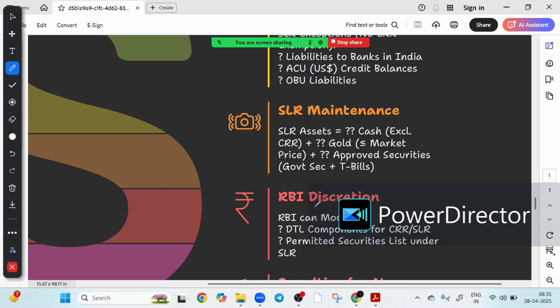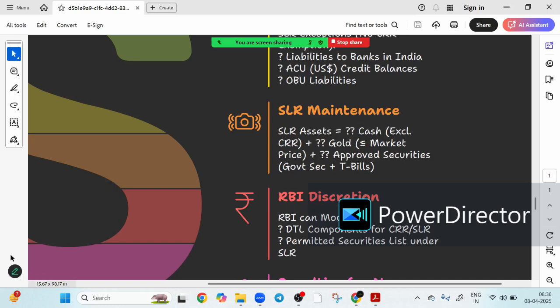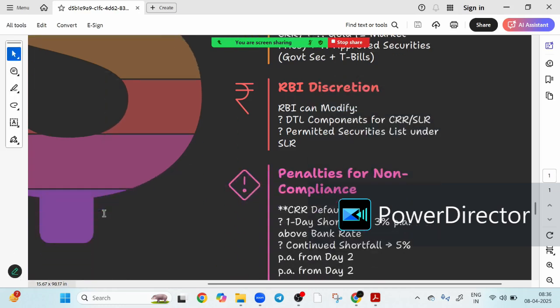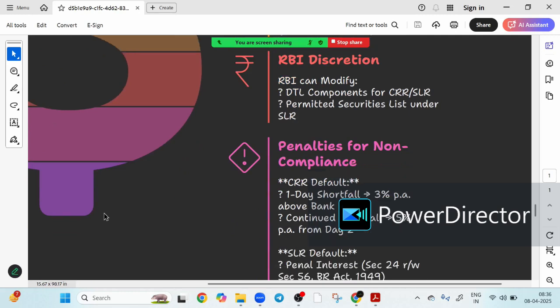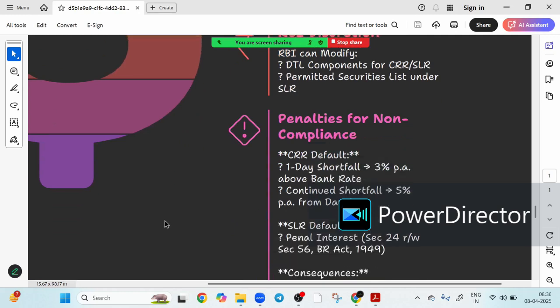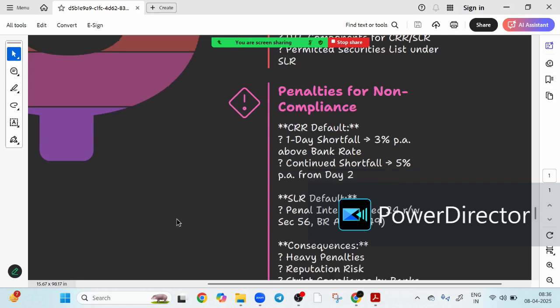If you look at the RBI discretion, it may be cash, it may be gold, it may be approved securities. RBI can temporarily reduce both CRR and SLR requirements in times of financial stress or to inject liquidity into the system. Obviously, if RBI wants to inject liquidity into the system, what will they do? They will reduce SLR and CRR. So this helps control inflation. What are the penalties? Remember, if the bank fails to maintain CRR and SLR, some heavy penalties are there.